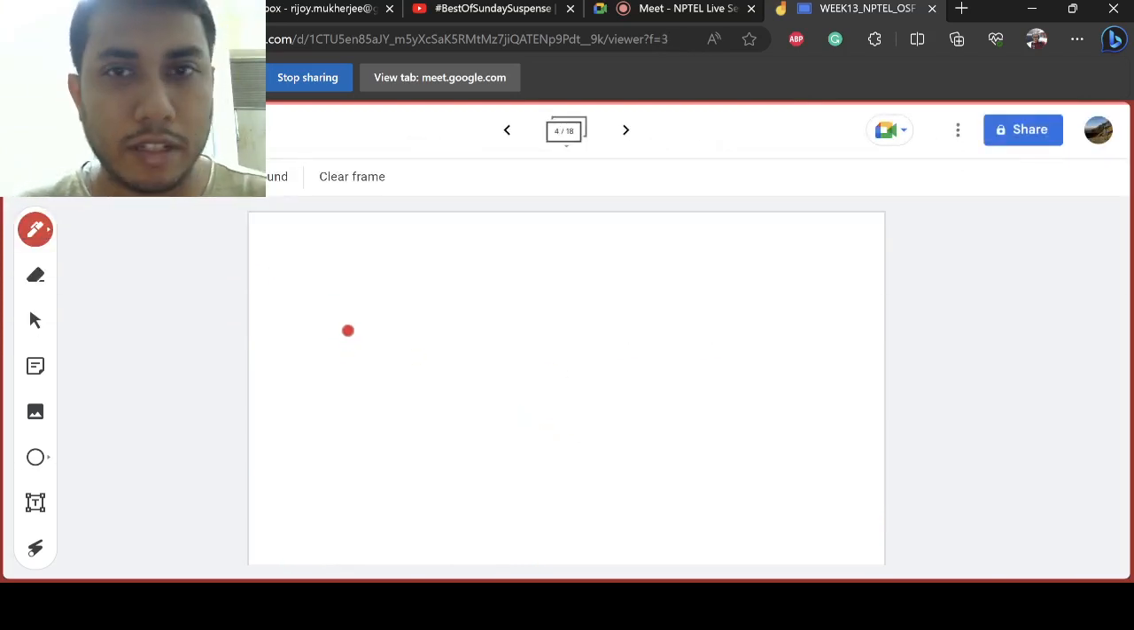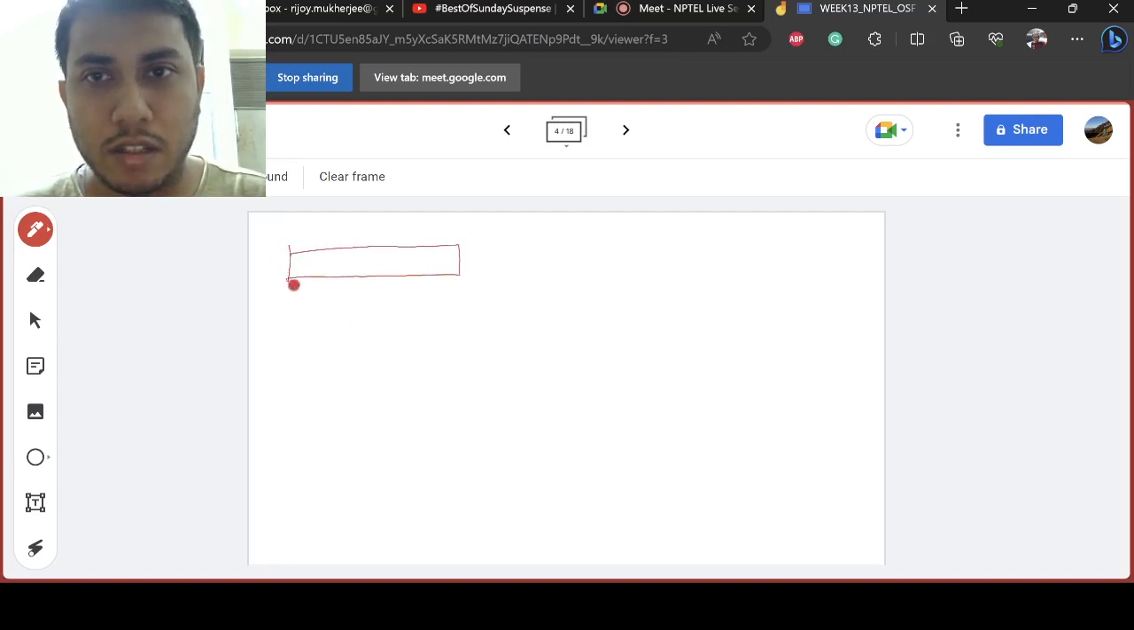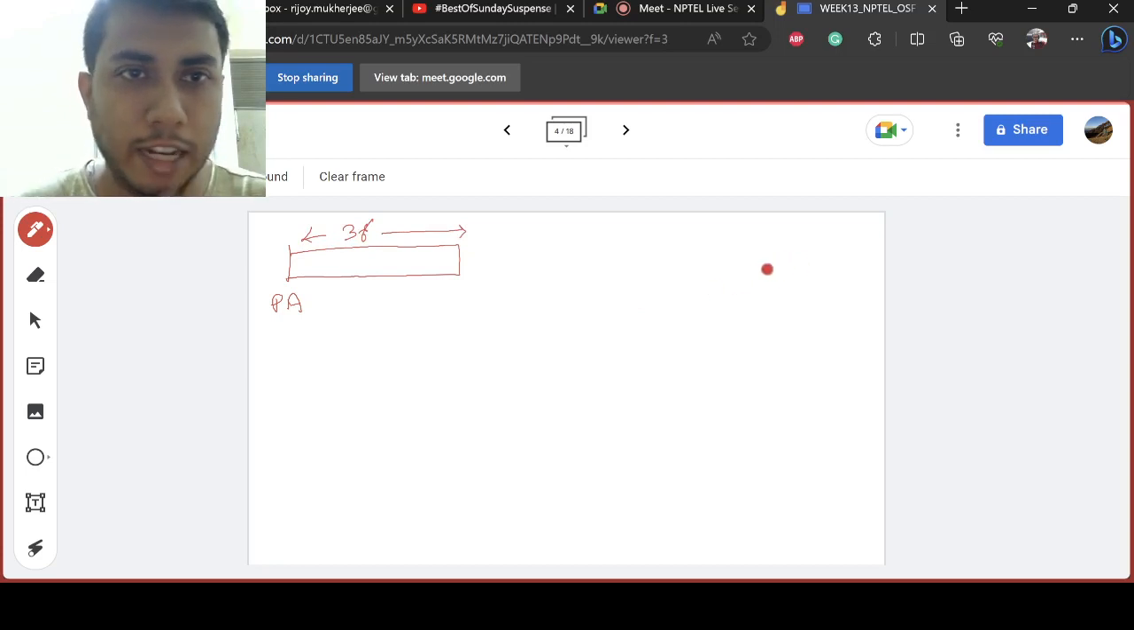So what we have been given is a physical memory. Physical address is 36 bit. So your physical memory is basically 2 to the power of 36.